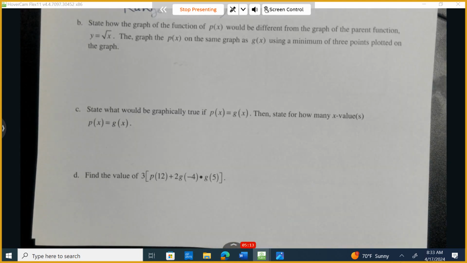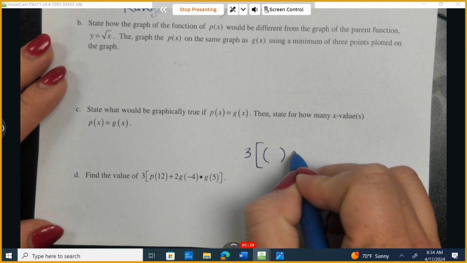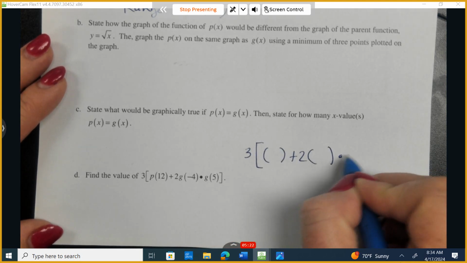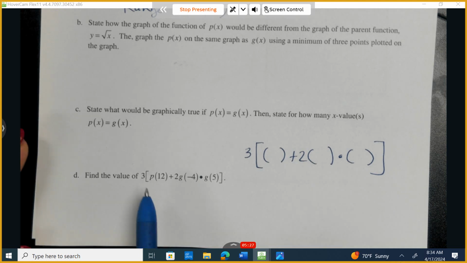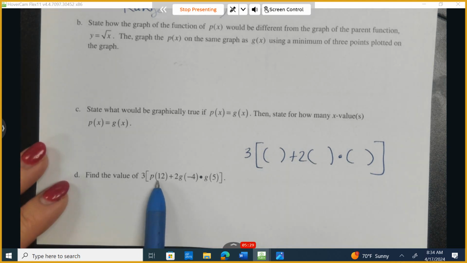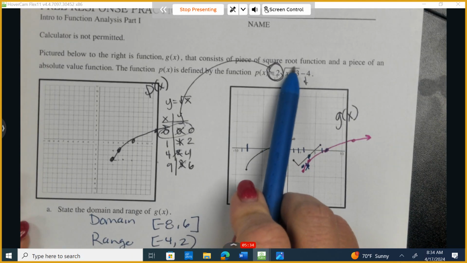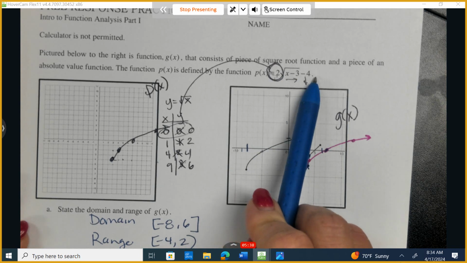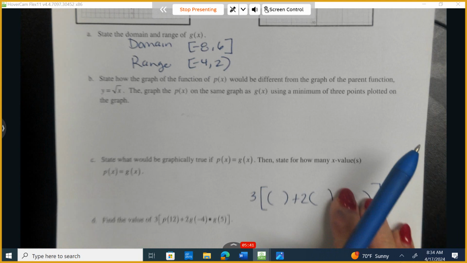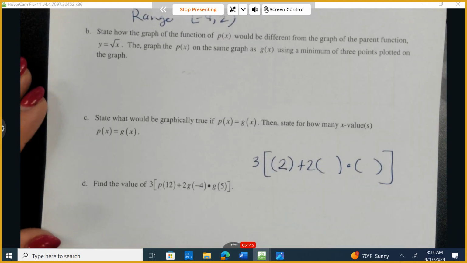All right, now let's try this next one. So we are going to do this algebraically. I'm going to have you do the same here before we get started. So we're going to go to function p, which we have an equation for, and we're going to plug in 12 and get an output value. 12 minus 3 is 9. The square root of 9 is 3. 2 times 3 is 6, and 6 minus 4 is 2. So the output value when I plug 12 in for p is 2.